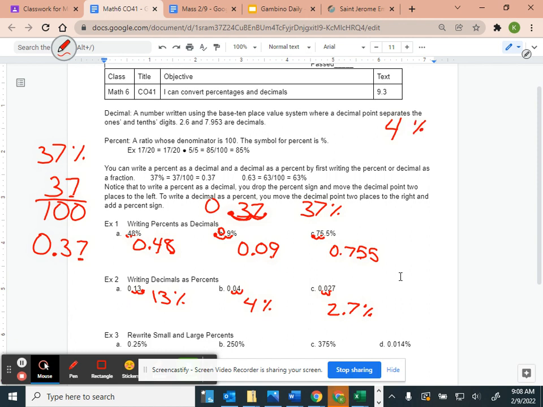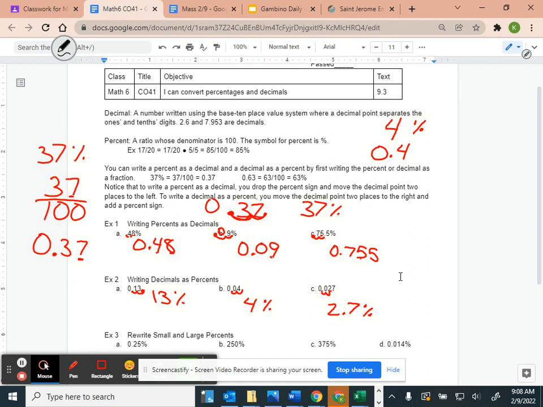4%, a lot of times people will write a 0.4. Why is that not correct? Will? Because it's in the tenths spot, not the hundredths spot.